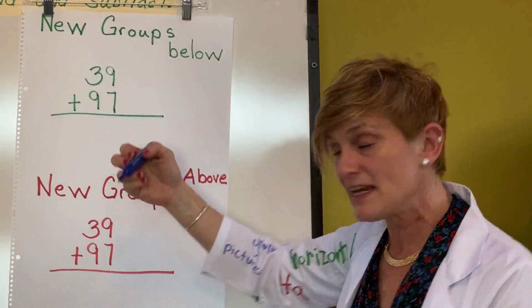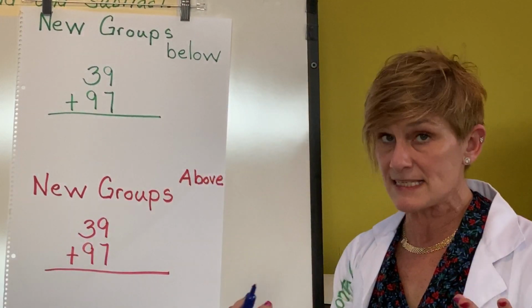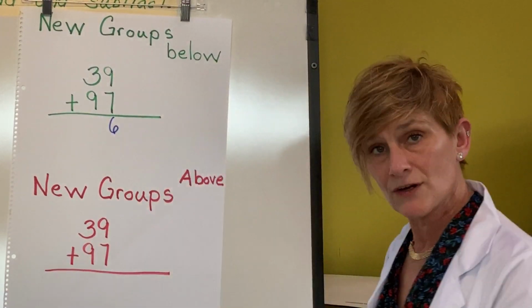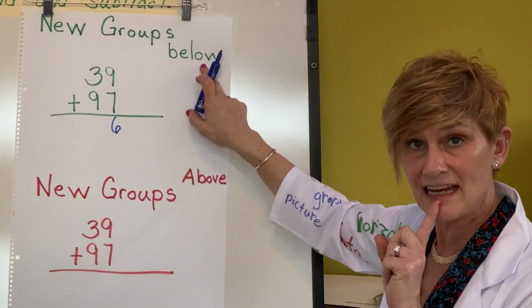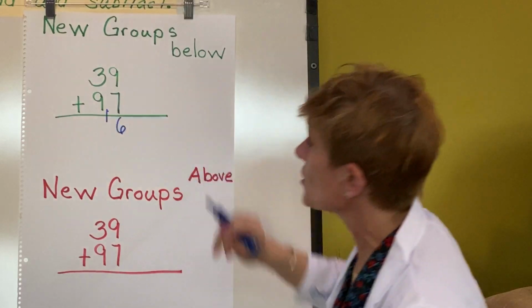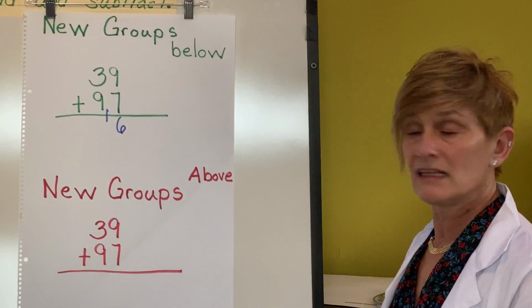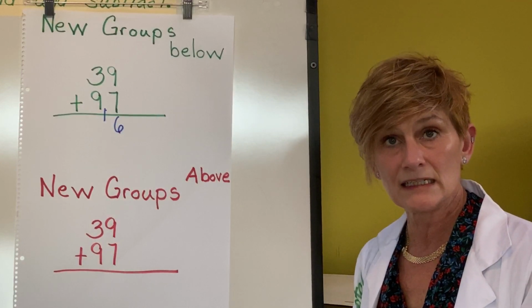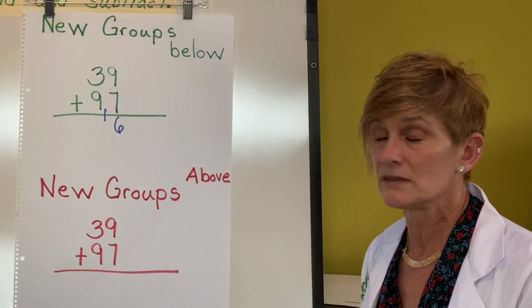Because we know that 9 and 7 makes a 16. We leave those 6 extra ones here, but that 10, we put it right here, so we know where it is. A lot of times boys and girls can see that 16 still. It's just the 10 is below.